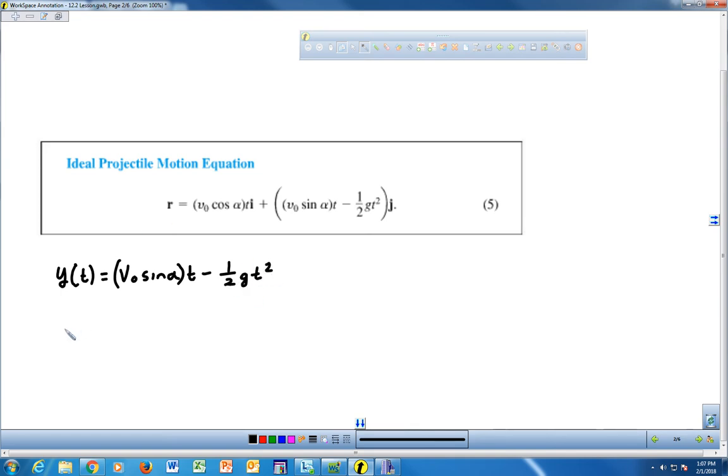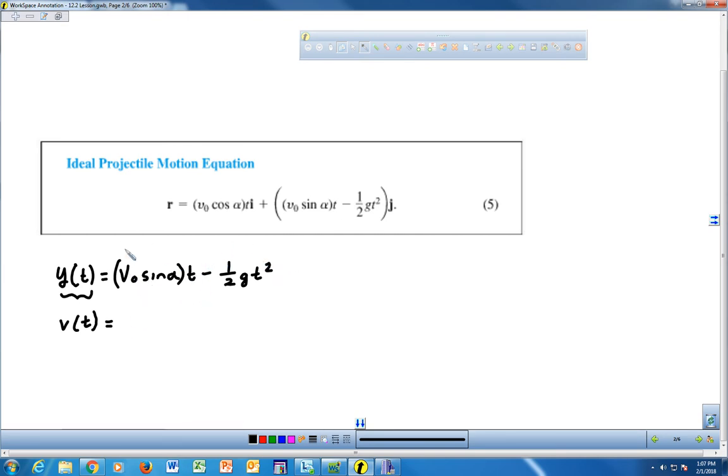Now we said that the maximum height is going to happen when the velocity is 0, right at the top. So I'm going to make a little modification. I'm going to take the derivative of this function, and that's going to give me the vertical velocity, v of t. We're going to find the derivative with respect to t.